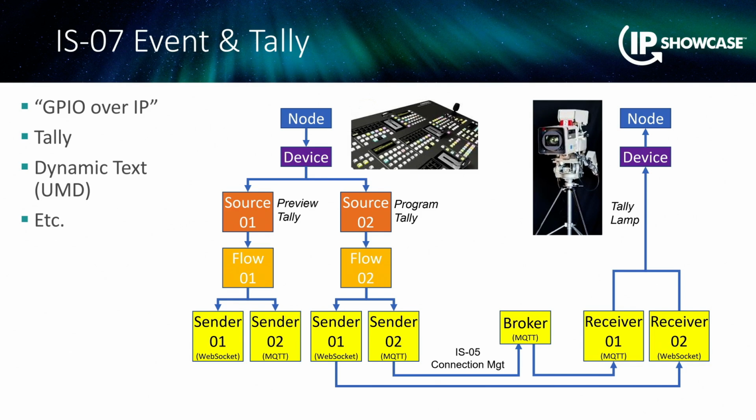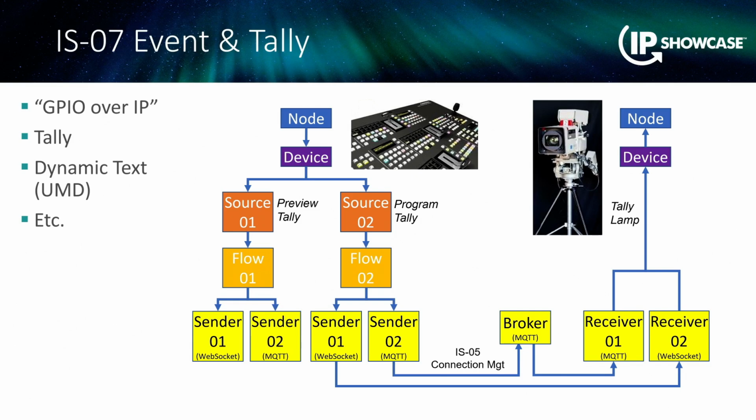And that's what ISO 7 gives you. ISO 7 is a way, in this case, to light up a tally light on a camera. And the switcher, for instance, when you select a source on your program bus, wants to light the red light on the camera. How do you do it?